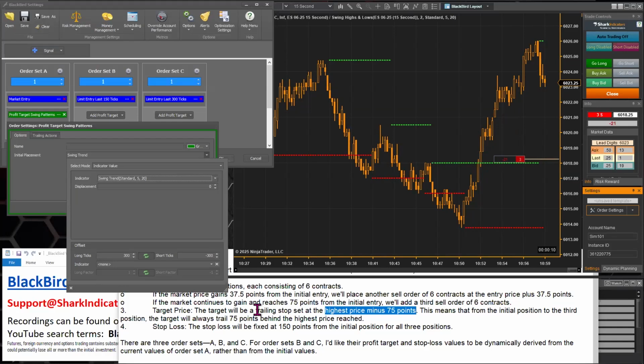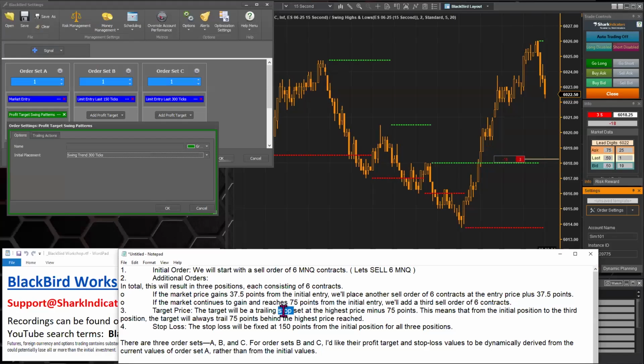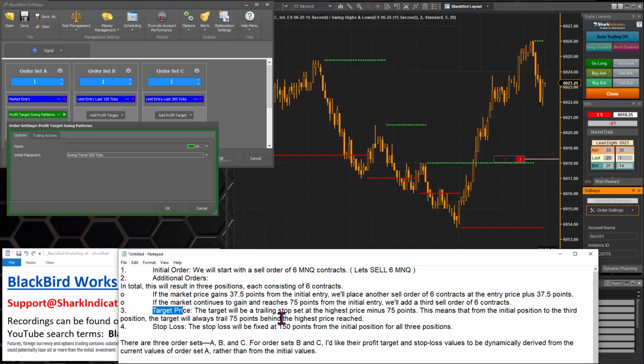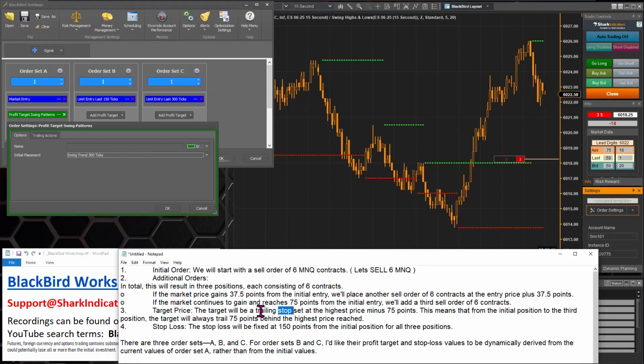One thing to note, BlackBird does not place stop orders for your targets. As far as I know, there's no way to place a target as a stop. BlackBird only places limit orders for targets. So if you have a broker that somehow allows you to use a stop, I would be curious as to how that broker is doing that, but in any case, that's another topic later on. But so we have a trailing going on here.